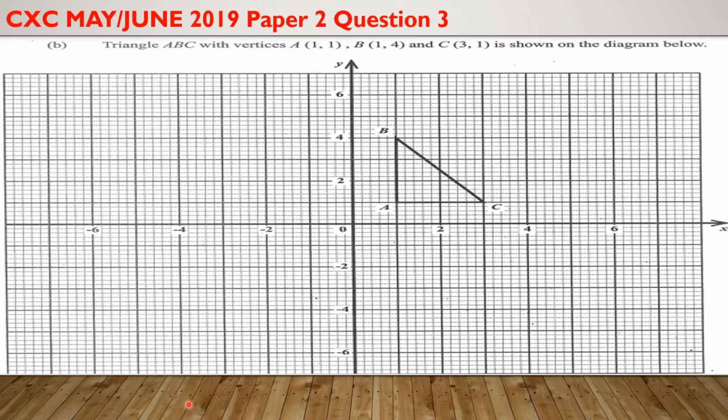So here we have the question. It says: triangle ABC with vertices A (1, 1), B (1, 4), C (3, 1) is shown on the diagram below. So let's plot that. A is 1, 1. B is 1, 4. And C is 3, 1.